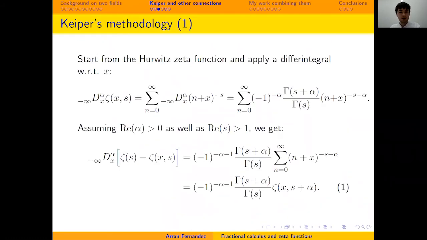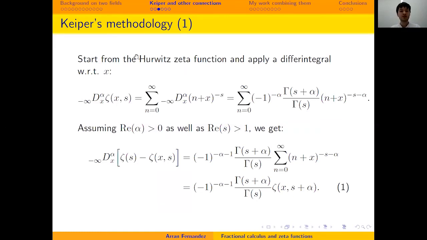So I'm going to summarize Kuiper's methodology. Let's see some actual mathematics in this talk. I'm going to show you what he did, how he did it, and the result he reached in the end, just briefly. We start from the Hurwitz zeta function. Remember, that's the Riemann zeta function with 2 variables. You have the s and the x.